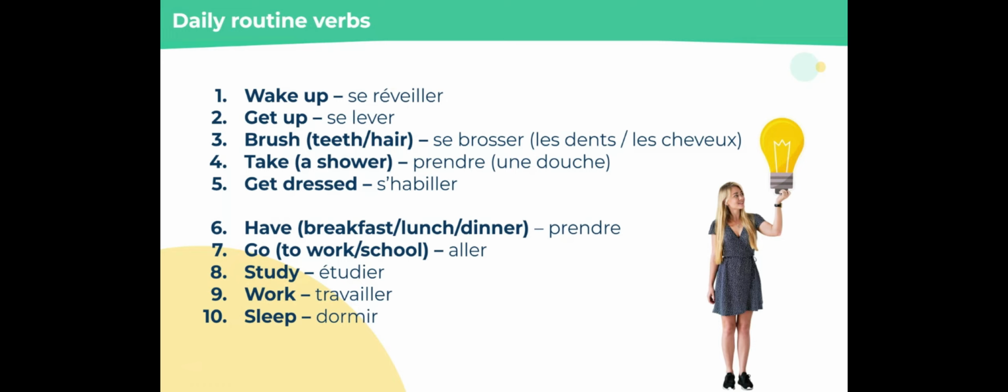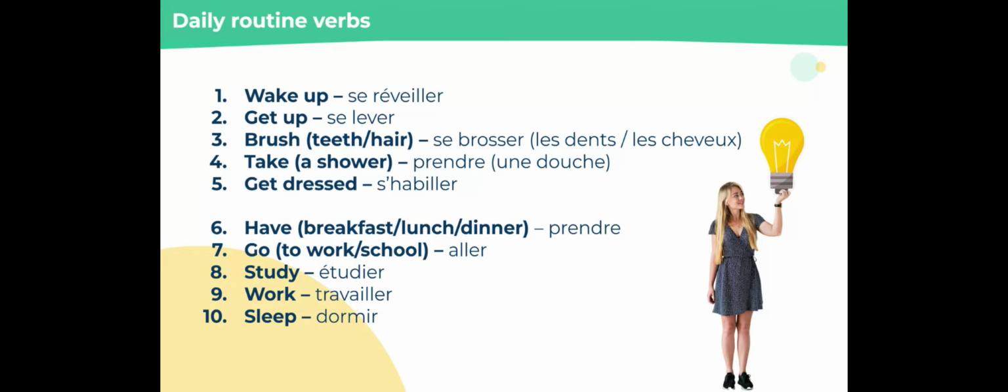Number 2, get up. Number 3, brush, teeth and hair, brush. Number 4, take, for example, take a shower. Number 5, get dressed. Number 6, have. So in English we say have breakfast, have lunch, have dinner, rather than take. We use have.